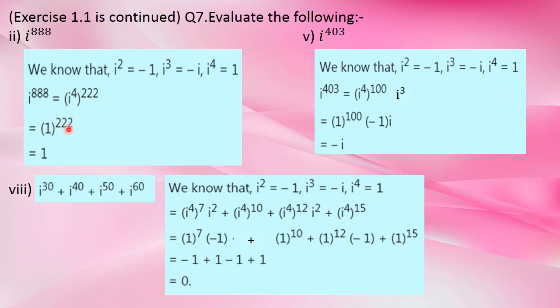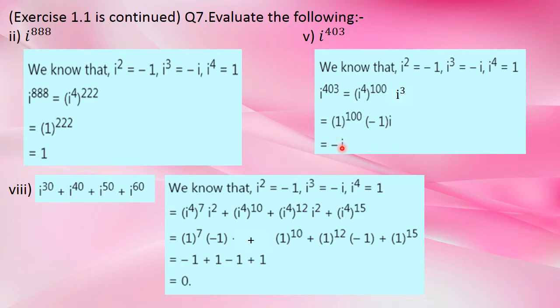Next, fifth one, i raised to 403, and we write i raised to 403 as i raised to 4 raised to 100 into i raised to 3. Here 3 is the remainder when we divide 403 by 4. So we write this remainder part separately as a power of i. And i raised to 4 is 1, so 1 raised to 100 is 1, into i raised to 3 is minus i, that is minus 1 into i, or you can directly write minus i.